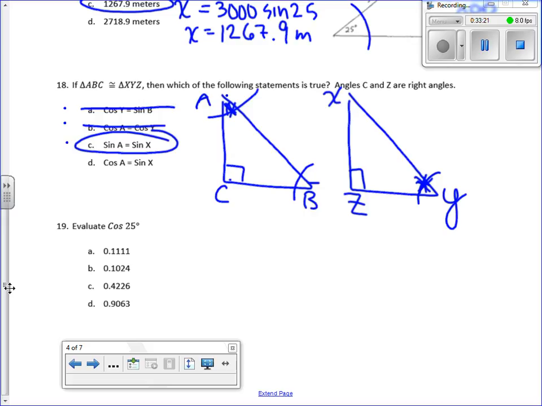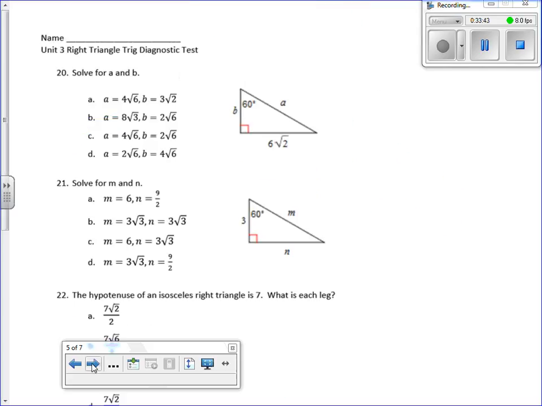All right, so number 19. Now this says evaluate. If it says evaluate, they just want you to punch it into the calculator. That's different from number 1 that said what is an equivalent value. That's the one that deals with the complements. I got 0.9063 when I type that in. Make sure your calculator is in degrees, however.